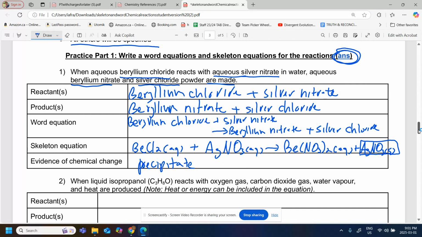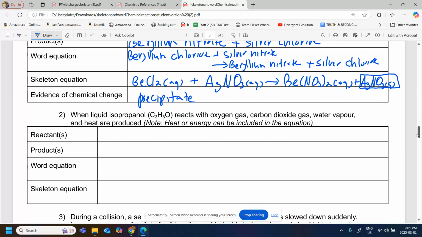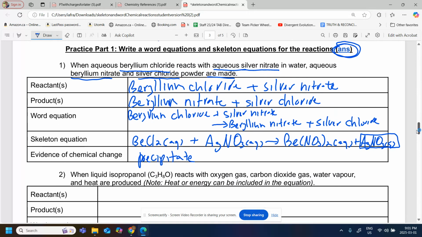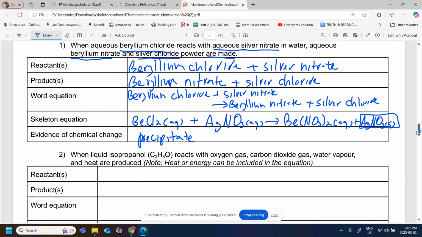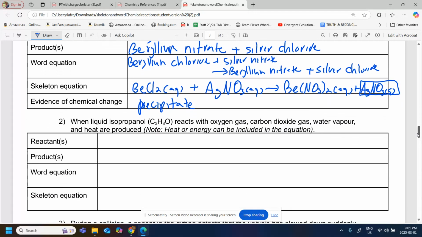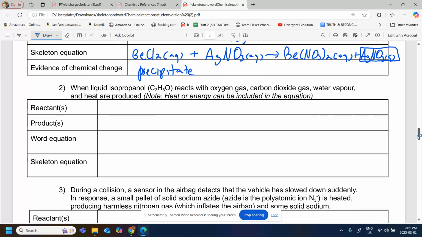It does require you to have knowledge of the previous stuff we did, and of reactants and products and equations, but also of all the naming rules. So try the next one, pause it and try it yourself, and then unpause it and let's take a look. So at this point, you're just checking your work.